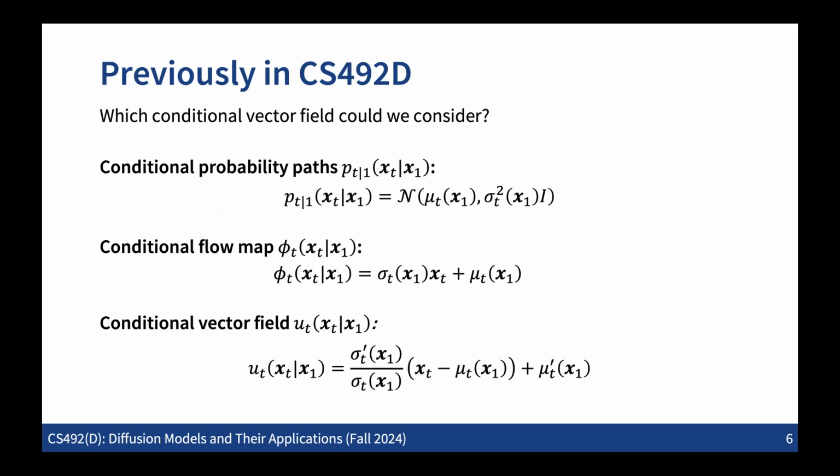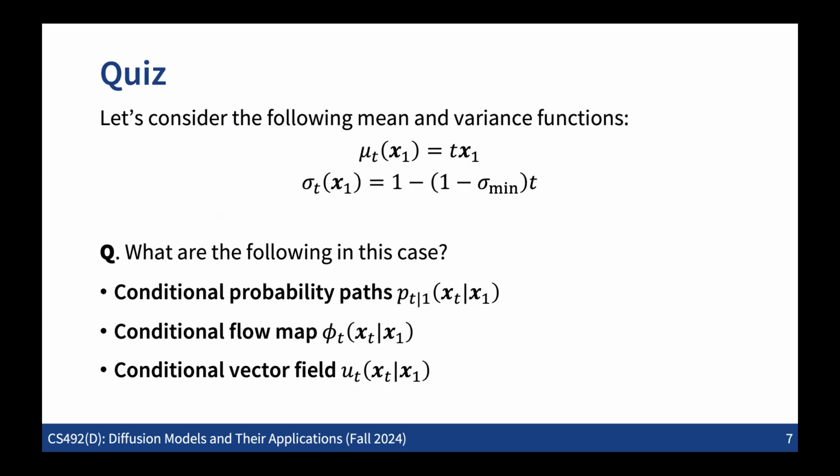And also there are lots of options in terms of what sort of mean function and variance function you're going to choose. The simplest form for the mean function and the variance function was these two. By setting the mean function and the variance function into this form, we could also derive the probability path, the flow map, and the vector field corresponding to these definitions, right? So can you quickly write down the probability path, the flow map, and the vector field for these specific mean and variance functions?